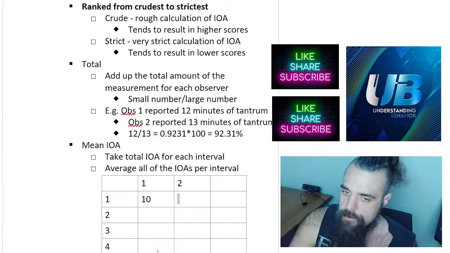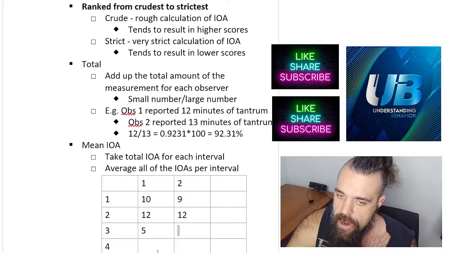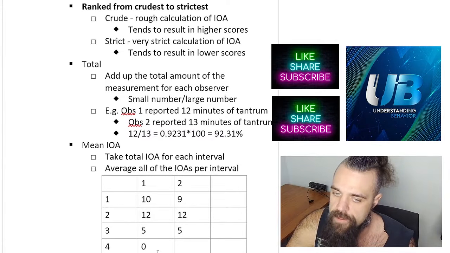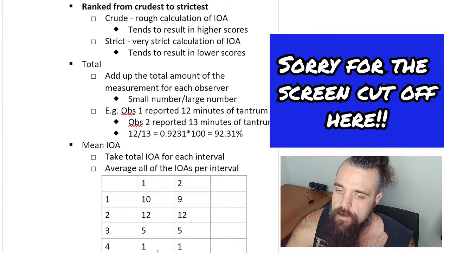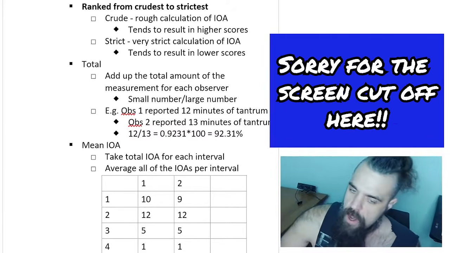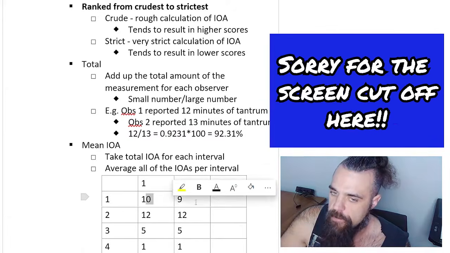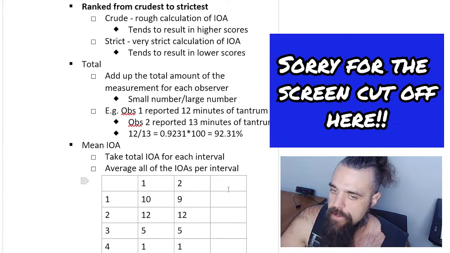Let's say first one, we've got 10 and then 9, and then we've got 12 and 12. Let's say we've got 5 and 5. Let's say 1 and 1. And then we'll say 2 and 1. Okay, cool. So again, what we're going to do is take the total IOA for each of these intervals, and then average all of these together.